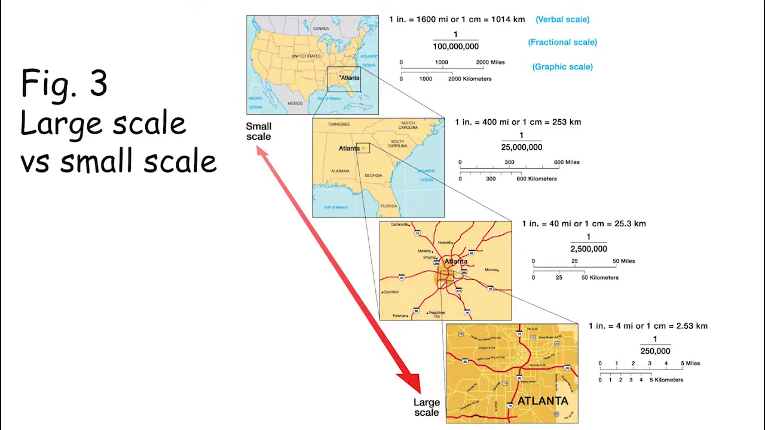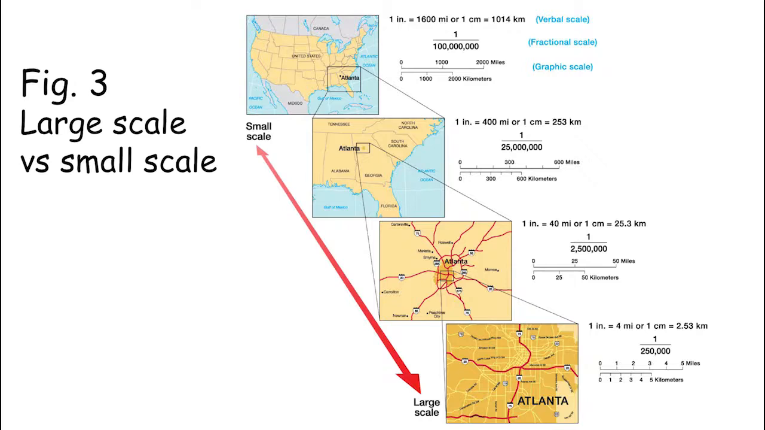So as the bottom number of the fraction gets bigger, the scale gets smaller, because again, it's like dividing 1 by that number. You're going to get a smaller and a smaller number. So when you divide 1 by 250,000, like the bottom map, you get a larger number than if you divide 1 by 100 million. So that's how you have to remember large and small scale. So the bigger the number on the denominator of the fraction, the smaller the scale.